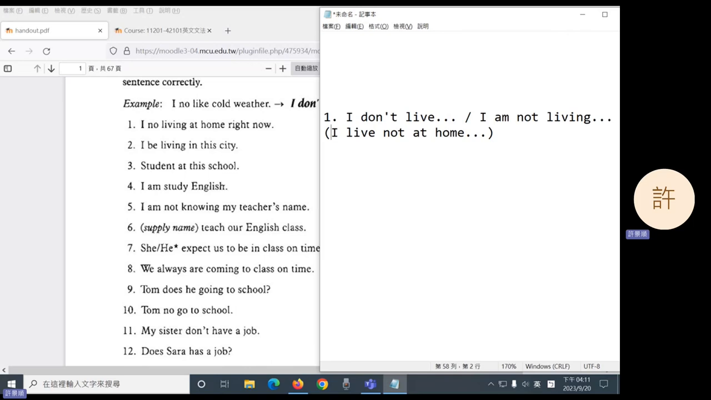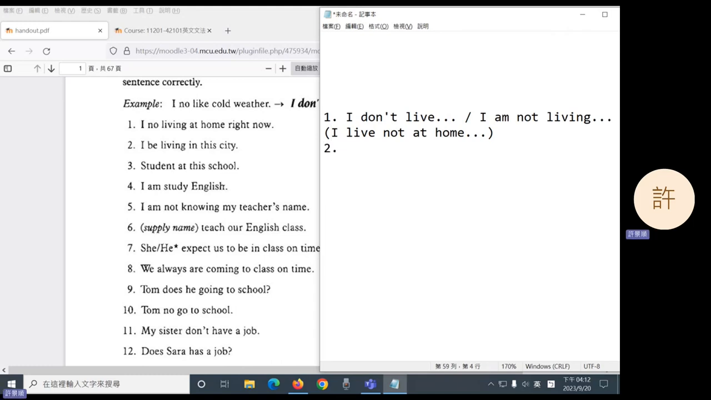What is the difference? If you say, "I don't live," that means this is the situation. Simple. 中性的就是客观的描述. But if you say, "I am not living," this means it is happening right now. So maybe it did not happen in the past. Maybe it will not happen in the future. So the idea is I am temporarily, 暂时, living at home. Okay, good.